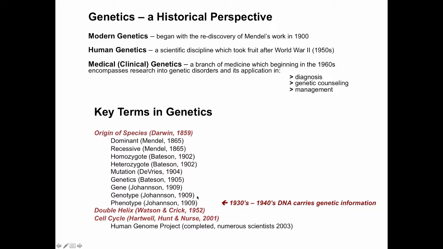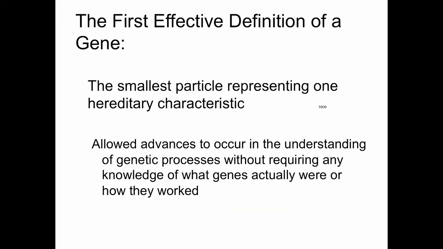Again, in the early decades of the 20th century, it wasn't until the 1930s and 40s that people realized that DNA carries genetic information. Watson and Crick, of course, did their groundbreaking work and published their paper on the double helix in 1952. And of course, the cell cycle was finally recognized with the Nobel Prize for Hartwell, Hunt, and Nurse at the turn of the 21st century. The Human Genome Project, of course, completed the first draft in 2003.